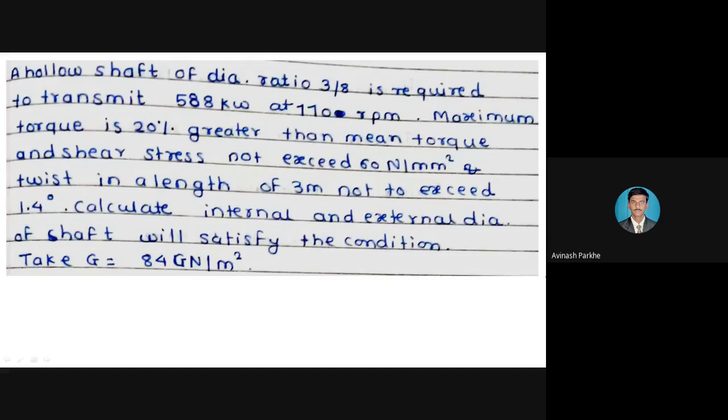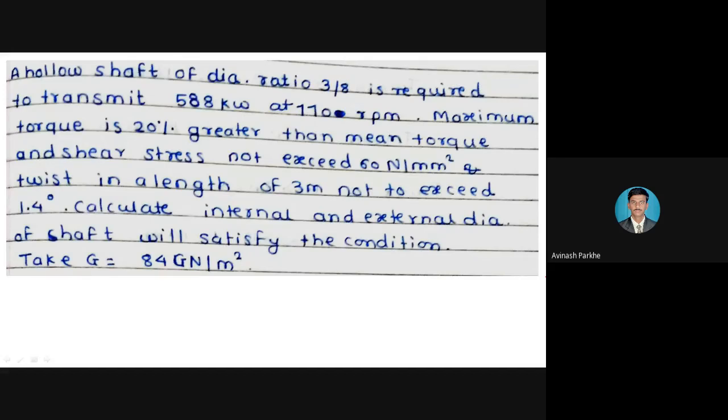So it is a statement: a hollow shaft of diameter ratio 3/8, again the same diameter ratio is given, is required to transmit 588 kilowatt power at 110 RPM. Please keep in mind, this is not 770. Power is 588 kilowatt, RPM is 110 RPM.